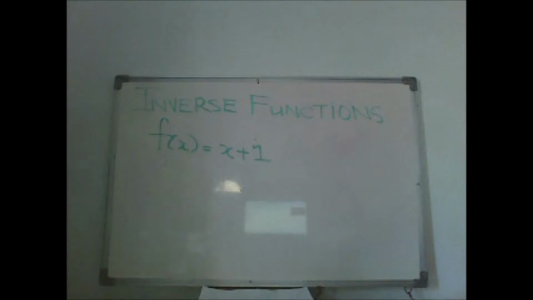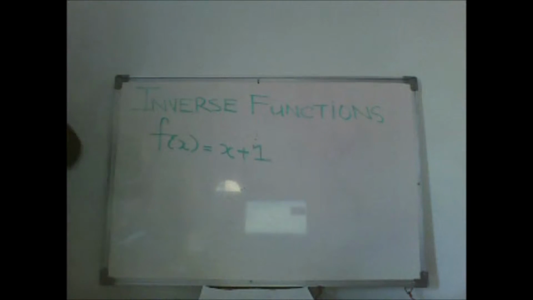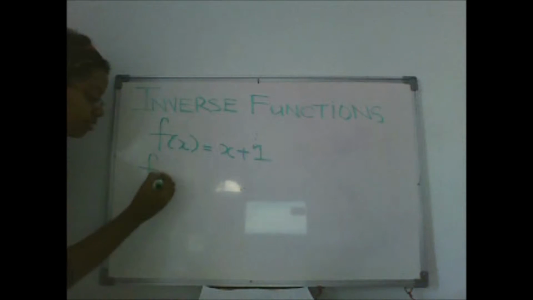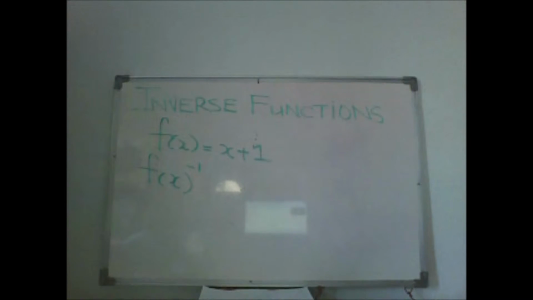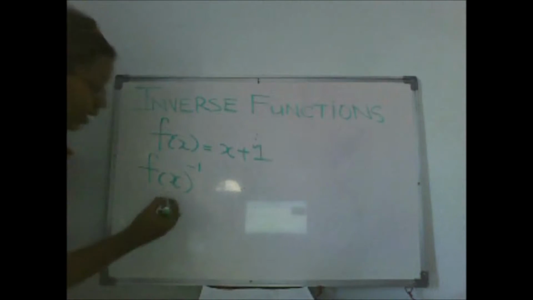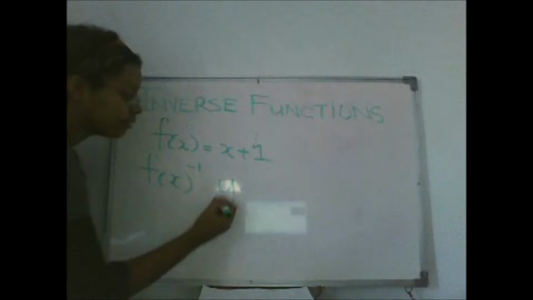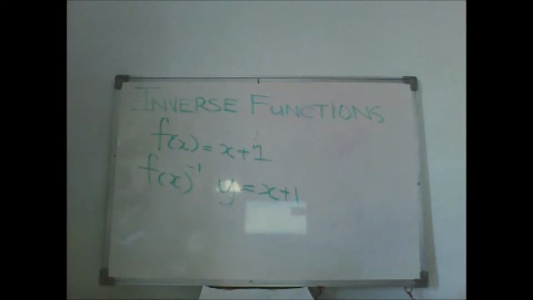Okay, so we're going to talk about inverse functions. So we have this function f of x is equal to x plus 1. Now to do the inverse, first let's write the inverse to show that we're about to solve for inverse. So then what we do is we equate this equation to y. So we have y is equal to x plus 1. That's the first thing we do.